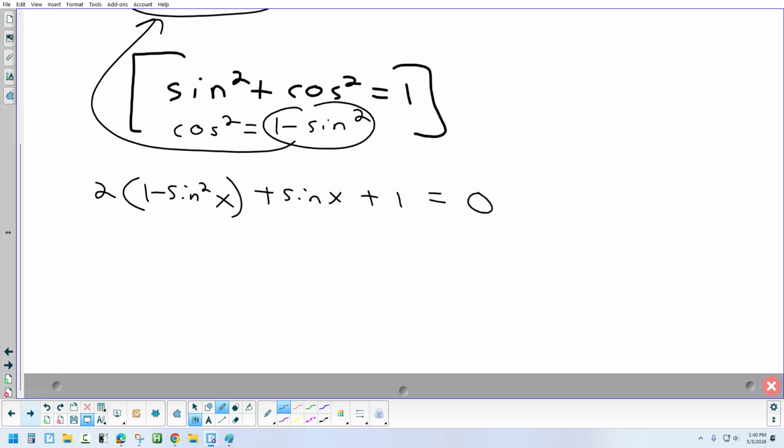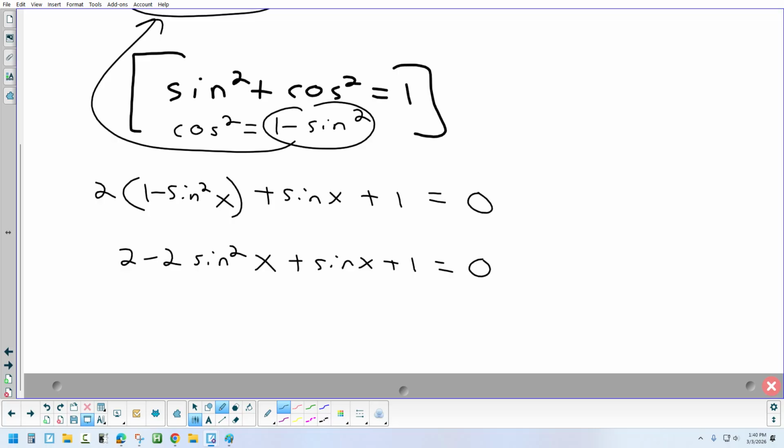Okay. What do you think I would do next on the left-hand side? Yeah. Distribute the 2. So that's going to give you 2 minus 2 sine squared x. And the rest stays the same.